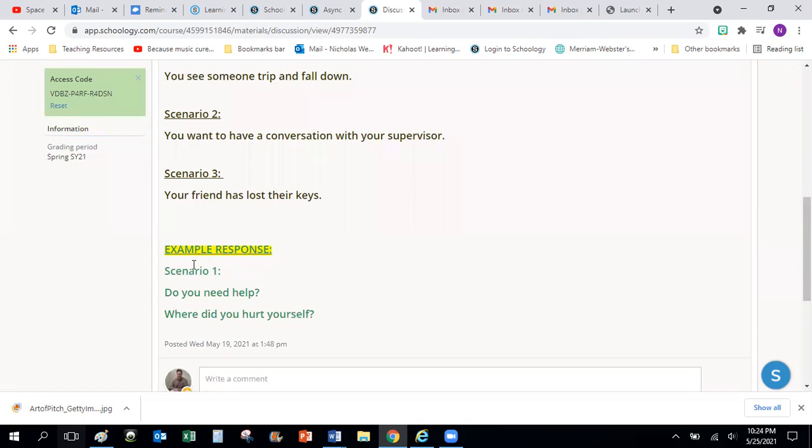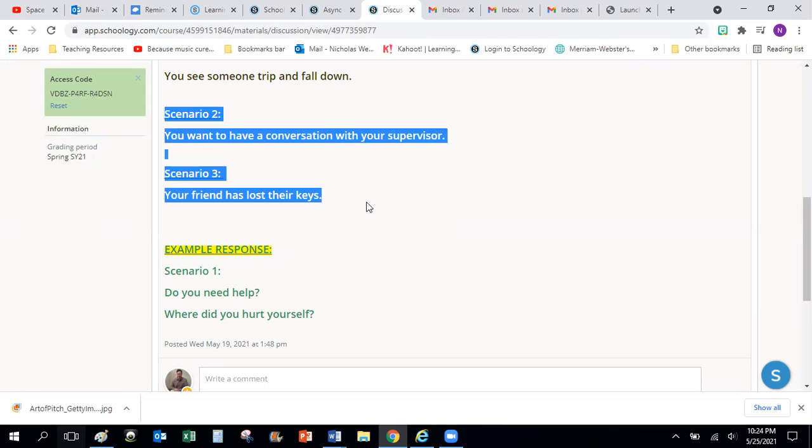Here's an example, right? So for scenario 1, you can say, do you need help? That's a yes/no question. Where did you hurt yourself? That's an information question. And you should do this for the other 2 scenarios as well, scenario 2 and 3.